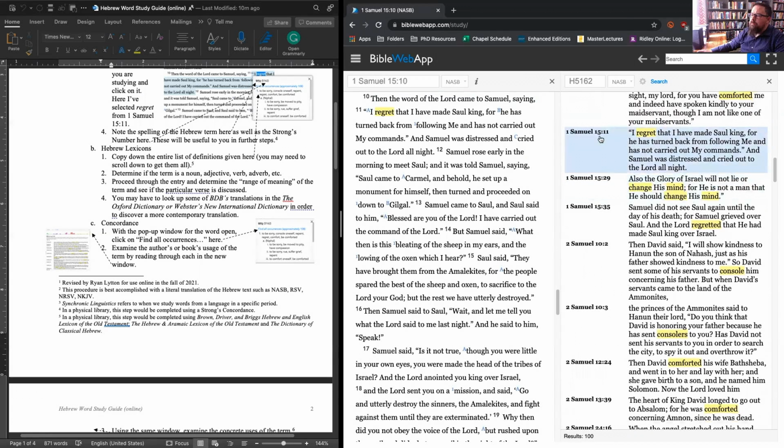Okay, so we could probably just focus on the instances of this in 1 Samuel. Now you see here, in 1 Samuel, we have regret, change his mind, and regretted. Those are our 3 uses in 1 Samuel.